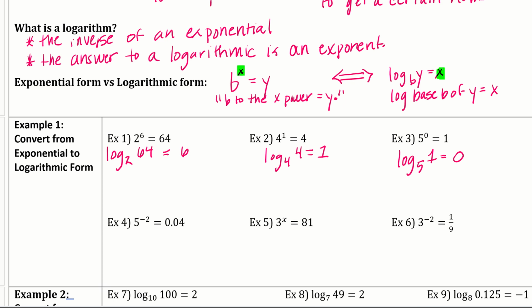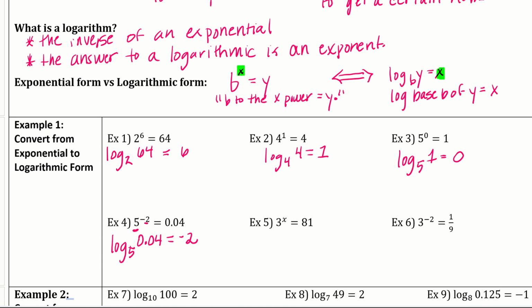The next one has a 5. This is our base, here's our exponent, which is our answer in log form. So this is going to be log base 5 of 0.04 equals -2. And remember, when we raise a number to a negative power, it becomes a decimal.